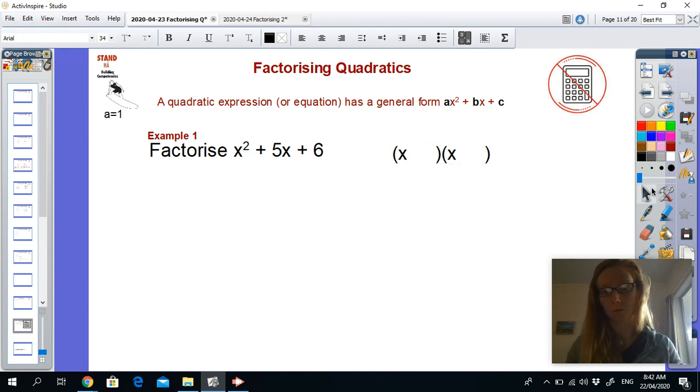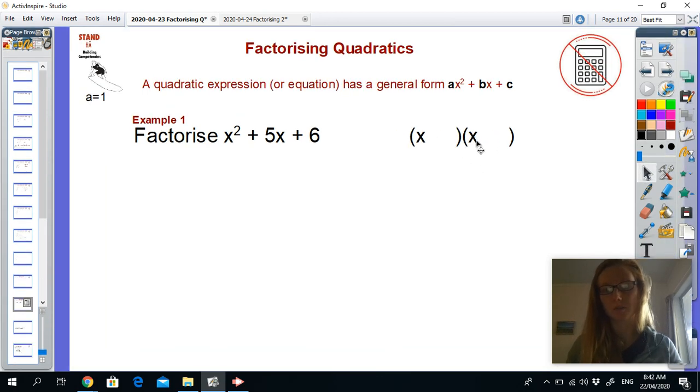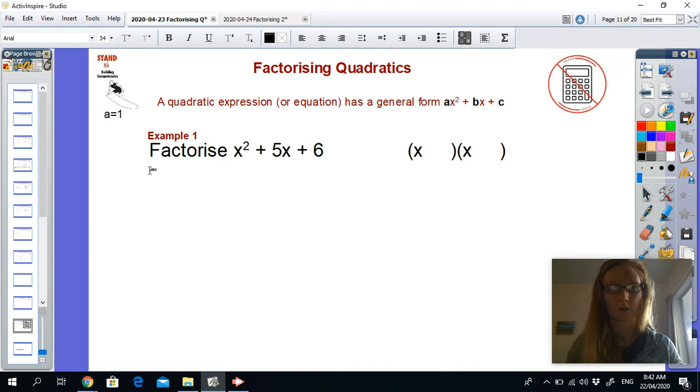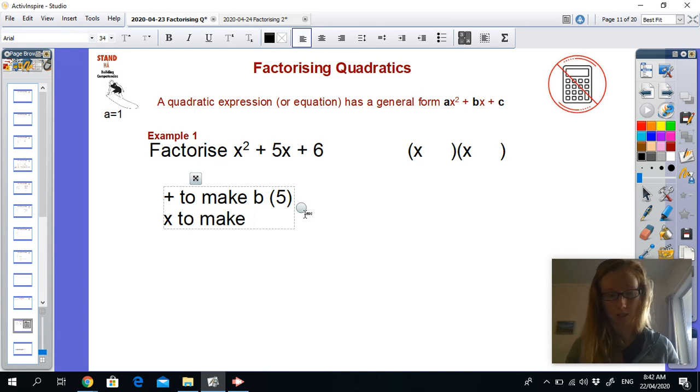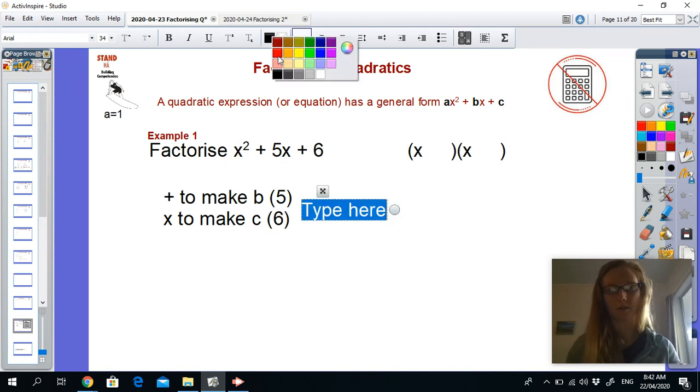And we need to work out those two numbers that are going to go here and here. This should be hopefully some revision for you. We need to find two numbers that add to make b. If we go back to our general form, b is that number in front of x. So in this case, we're looking for two that add to make 5. Then we're looking for the two to also multiply to make c, which is that number by itself, which in our case is 6.